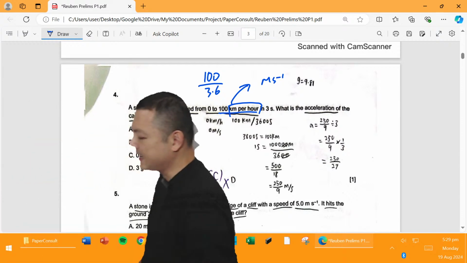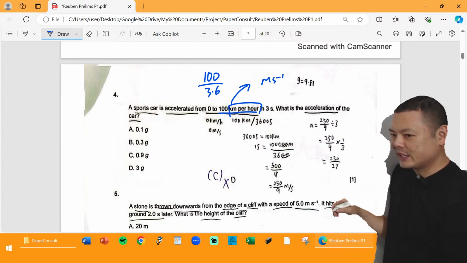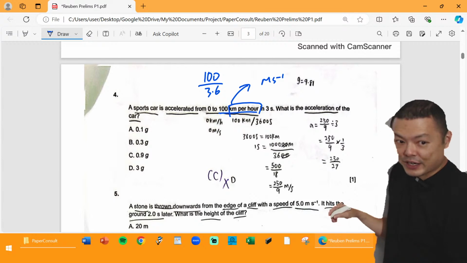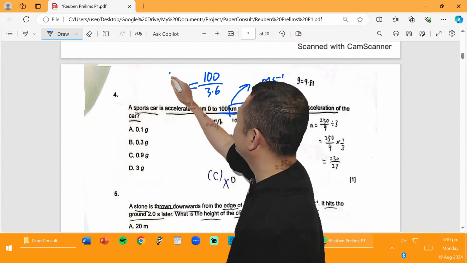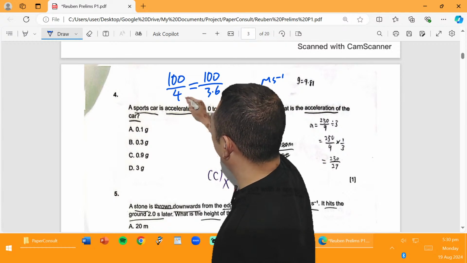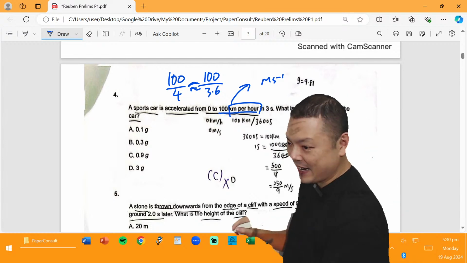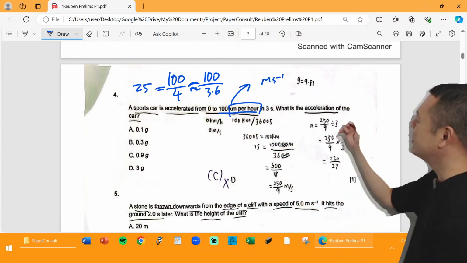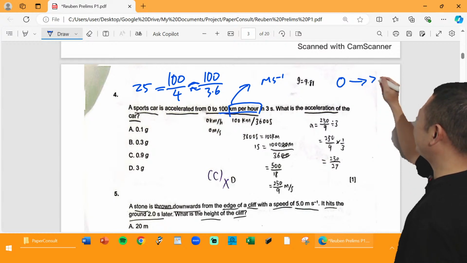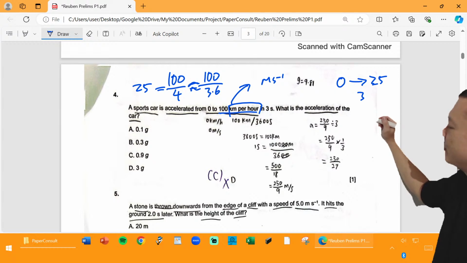Okay, but it doesn't really help because you don't have a calculator, right? But what you can do is round 3.6 off to 4, and it becomes a little bit easier. Then it becomes 25. So you want to accelerate from 0 to 25 meters per second in a matter of 3 seconds.